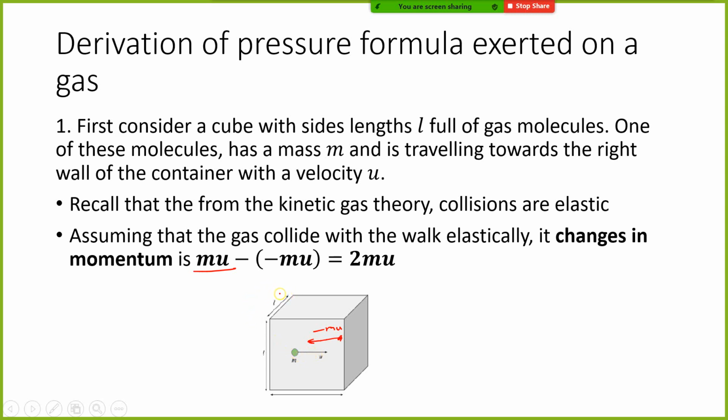Now, what if we wanted to find the change in momentum? The change in momentum is going to be the final minus the initial. So when we check this out, we end up with a change of momentum of 2mu. The whole reason we get that is because the minus and minus becomes a plus, so you have mu plus mu. Our overall change in momentum is equal to 2mu.